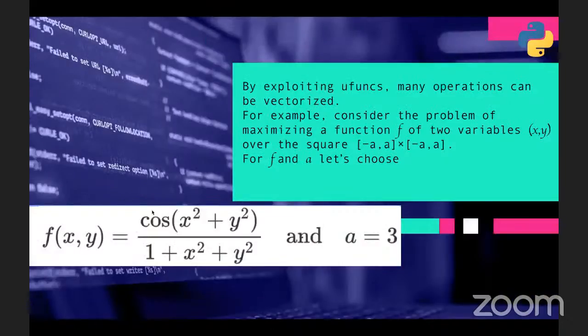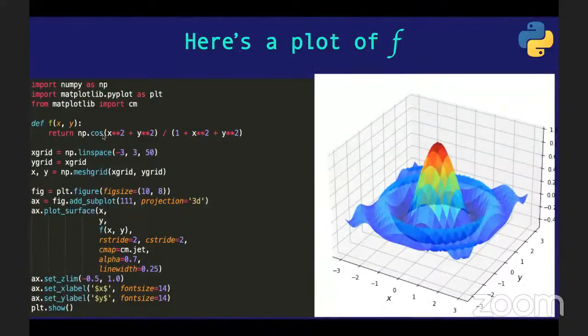So I give an example of how I plotted the graph for this mathematical function. For example, we have a function f of 2 variables, x and y, over the square, minus a to a times minus a to a. So we'll be plotting this graph. So this is the code.